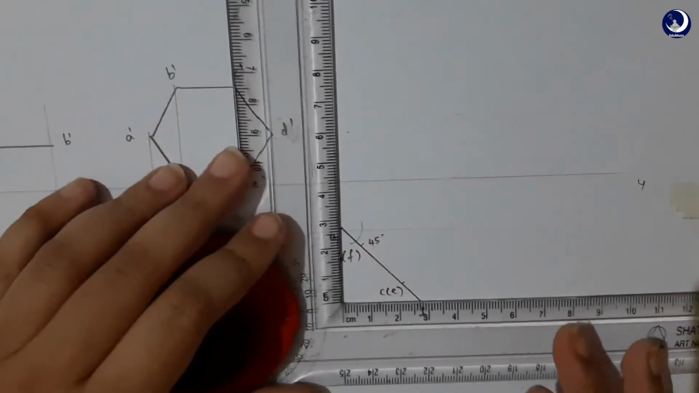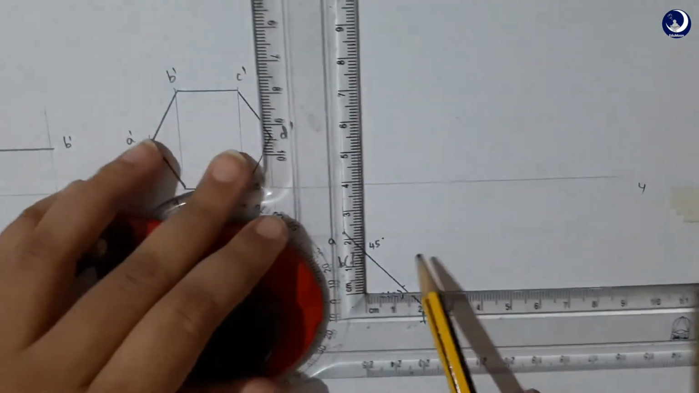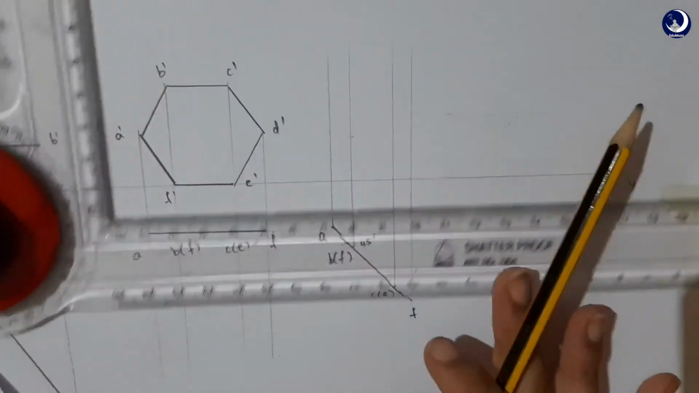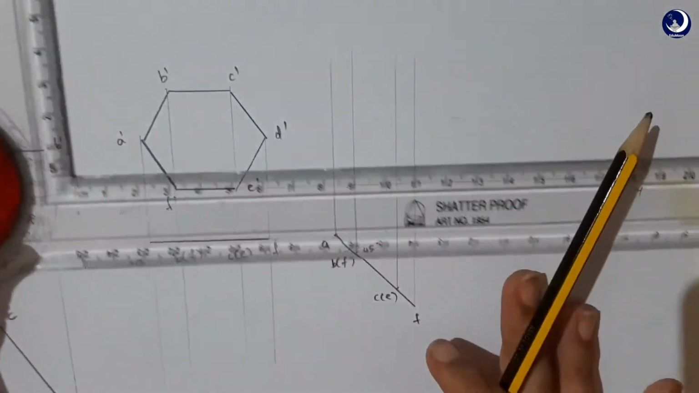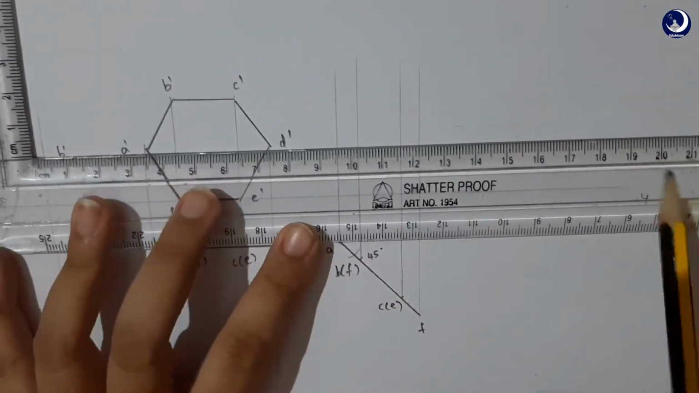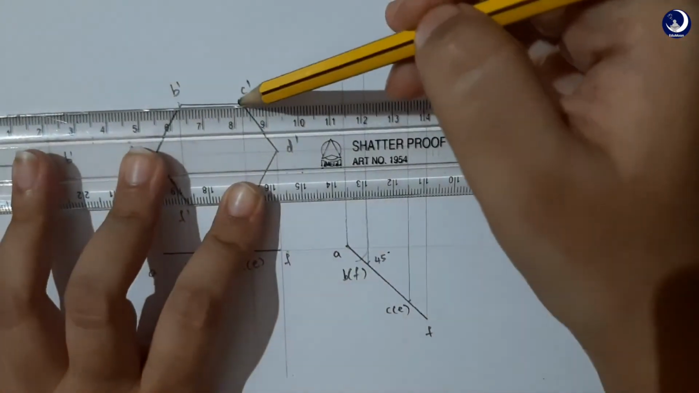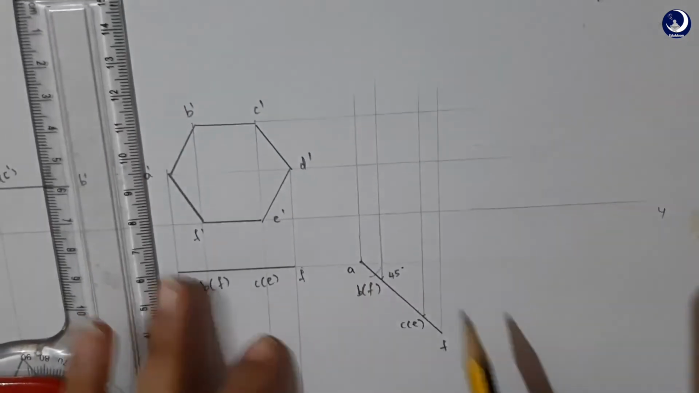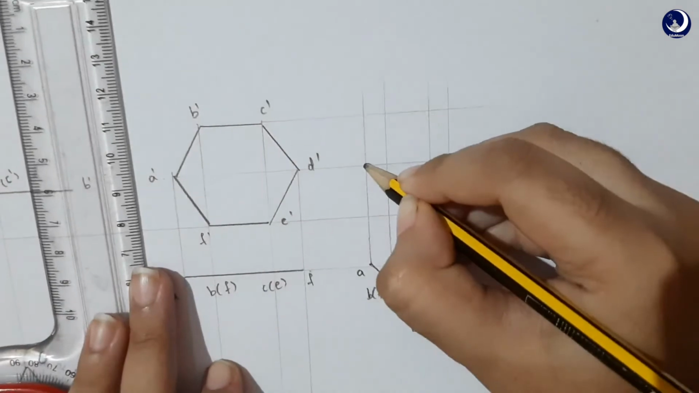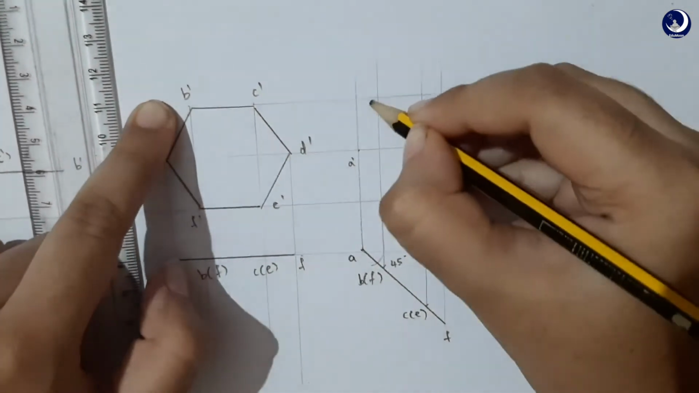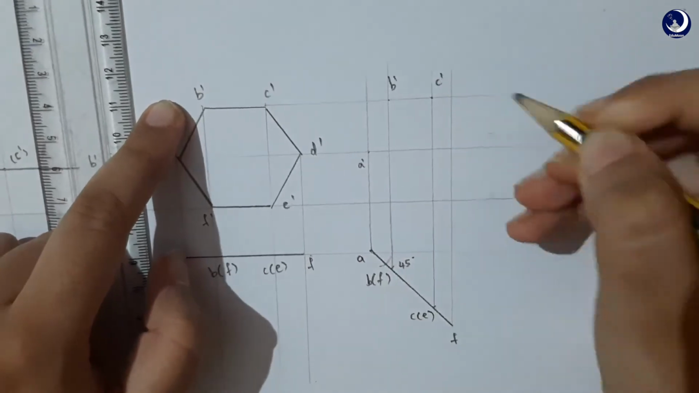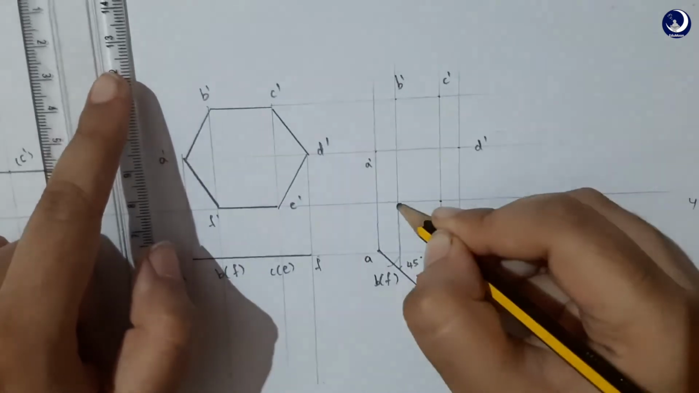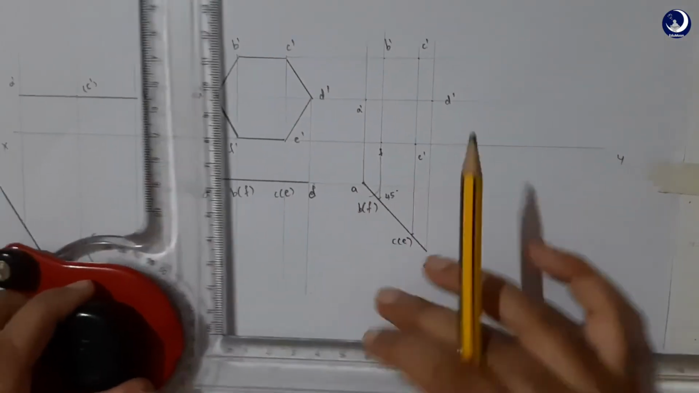I'm going to project these points to the front view. And then I'm going to project the points from the hexagon to this front view. The reference line is already projected. Now the points of intersection will be the front view. So A and A, this is A dash. Similarly B. So I marked all the points. Now you just have to join them.